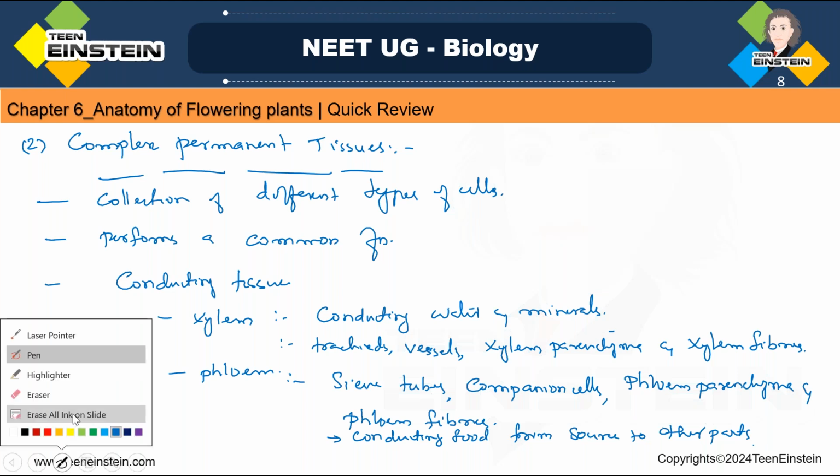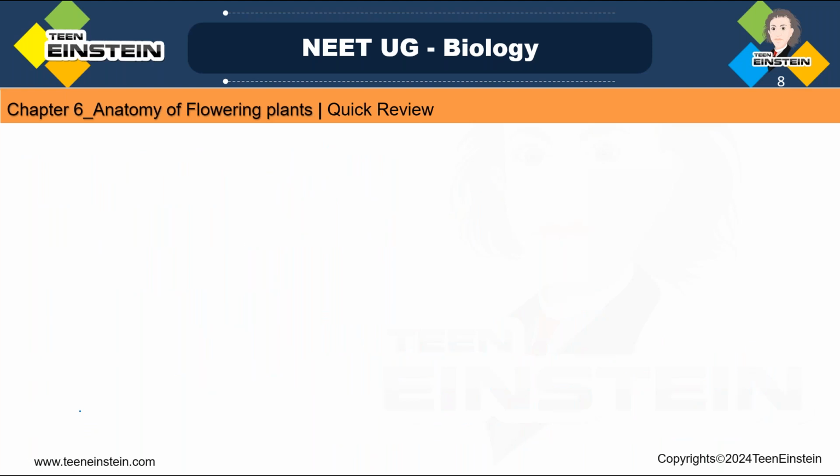Next comes the tissue system in plants. Tissue system in plants. Okay, so the tissue system in plants, like we can say all the tissues of a plant which are performing some general function. That functioning may be irrespective of their position in the plant body. Okay, so all these are considered to form together a tissue system.